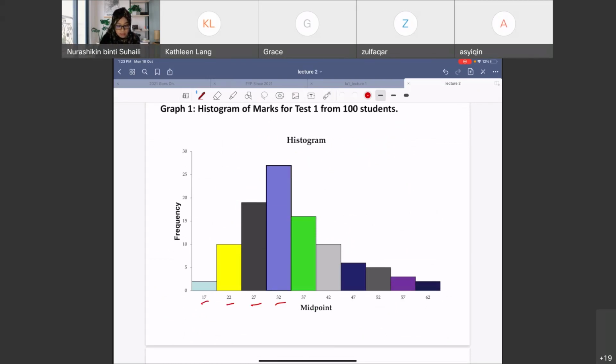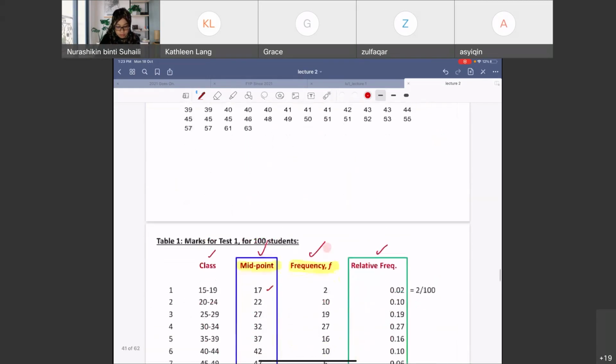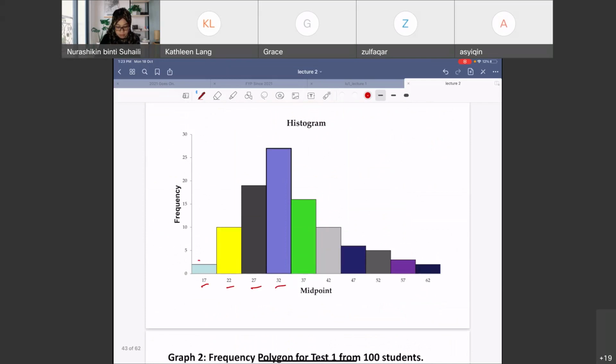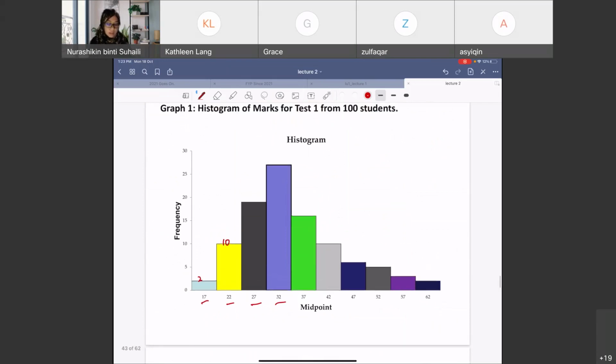And this is the frequency. For the first class here, 17, the frequency is 2. And the next one is 10. So if you see the graph here, this is 2, this is 10. Based on that information, that's how you construct this graph, which is called the histogram.